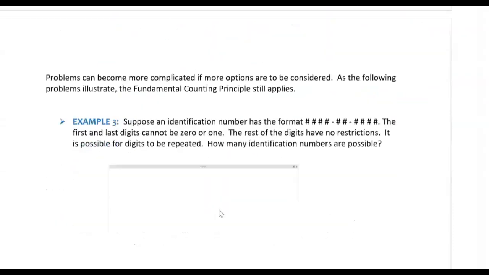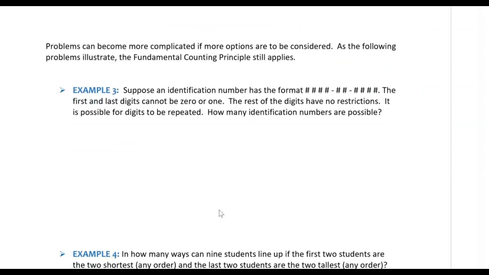Problems can become more complicated if more options are to be considered. As the following problems illustrate, the fundamental counting principle still applies. Example 3. Suppose an identification number has the format: 4 digits, then 2 digits, then 4 digits. The first and last digits cannot be 0 or 1. The rest of the digits have no restrictions. It is possible for digits to be repeated. How many identification numbers are possible?